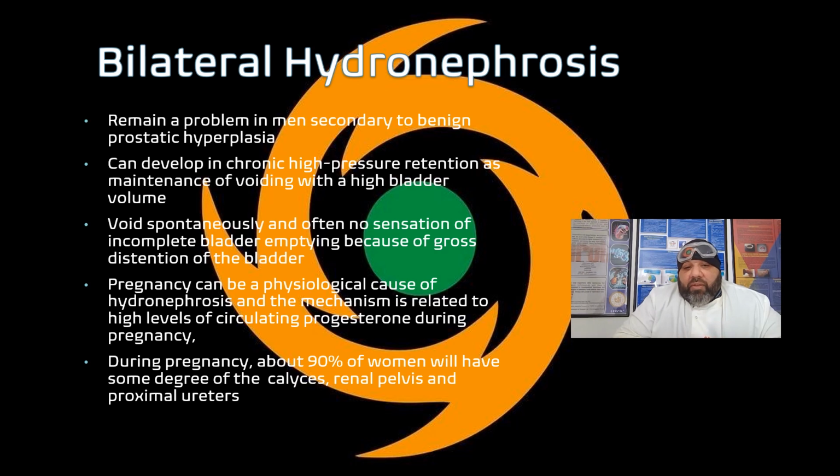In females, pregnancy can be a physiological cause of hydronephrosis, and the mechanism is generally related to high levels of circulating progesterone during pregnancy. During pregnancy as well, about 90% of women will have some dilation of the calyces, renal pelvis, and proximal ureters, where hydronephrosis can be probable.